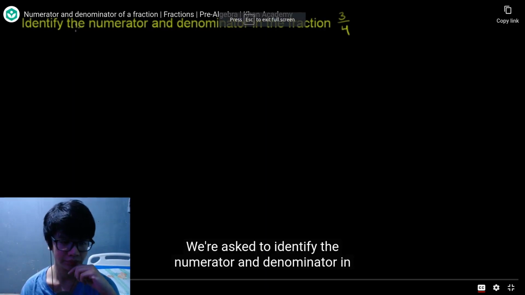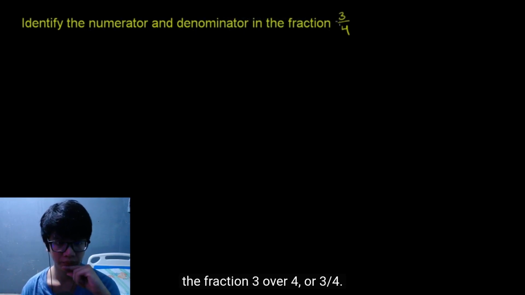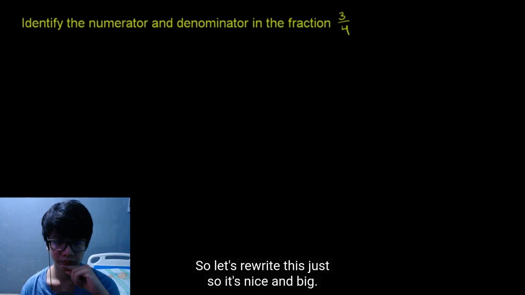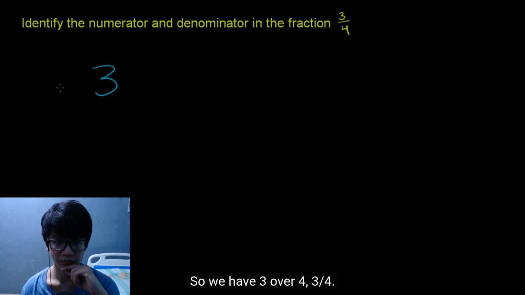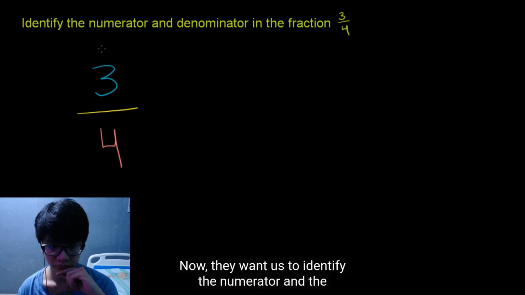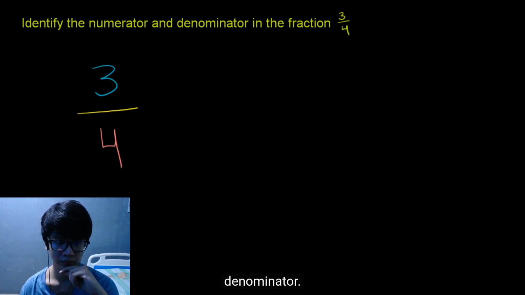We're asked to identify the numerator and denominator in the fraction 3 over 4, or 3/4. So let's rewrite this just so it's nice and big. So we have 3 over 4. Now, they want us to identify the numerator and the denominator.